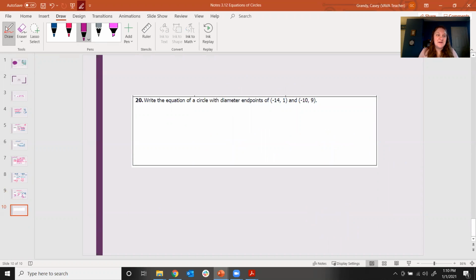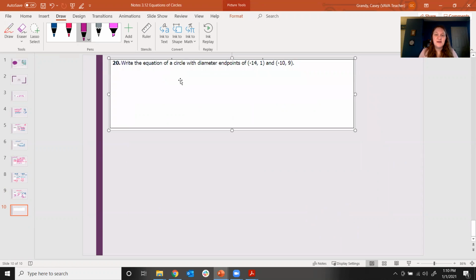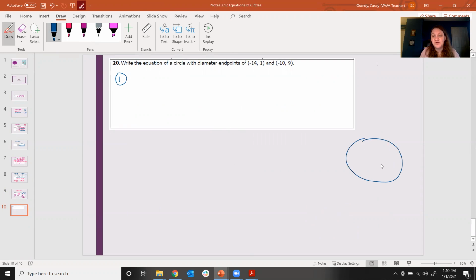And now the last one. We're going to write an equation of a circle that has a diameter with these endpoints. So in this one, they did not give us the center and they did not give us the radius. Okay, so here's what you're going to have to do. You're going to have to find those things. The first thing I do is I find the center. Okay, so think of a circle. There it is. We'll pretend it's a circle. Here's your diameter.